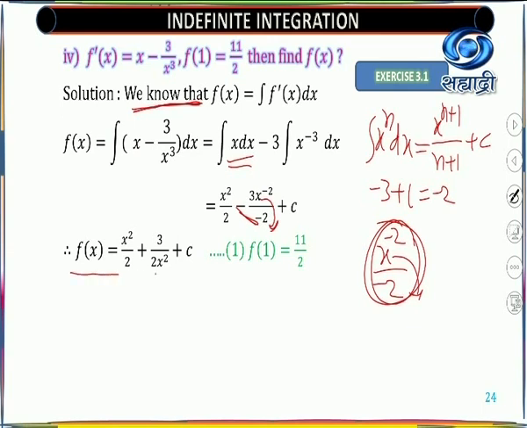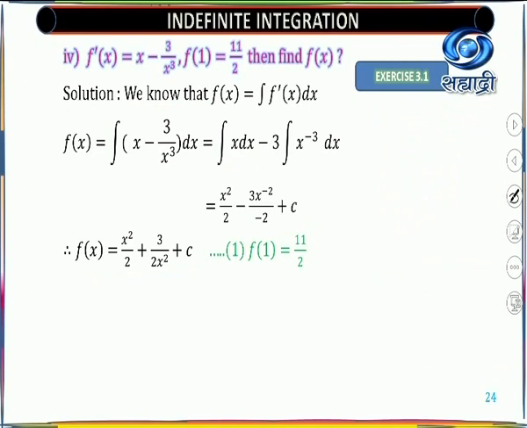Okay, now you got the value of fx. F of 1 is given to you. So this is f of 1 value, that means x equal to 1. If you substitute in your expression, you will get 11 upon 2. Why is this value given? Because we don't want this constant of integration. We want a particular function. For that this value is given. So there is no unknown constant. Here you will get a fixed constant.